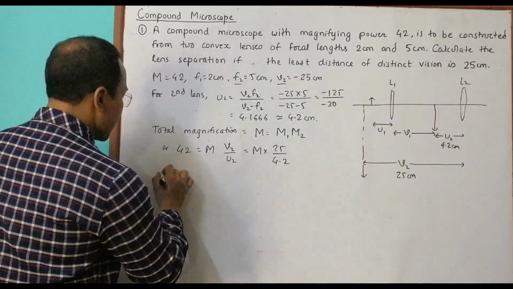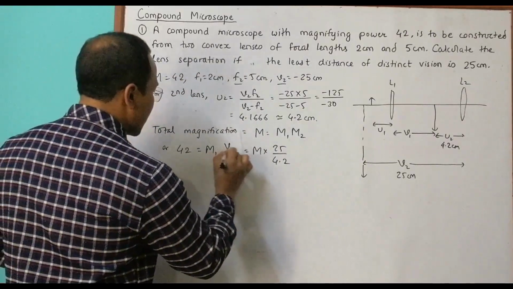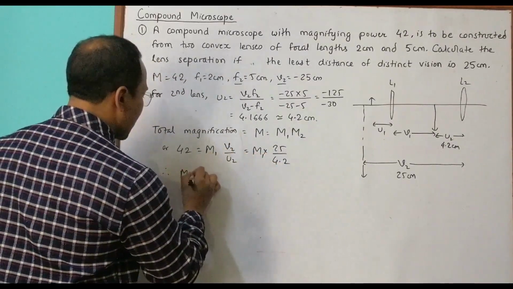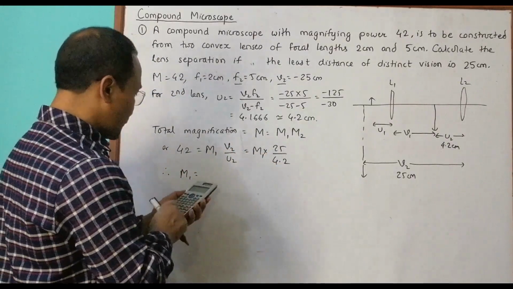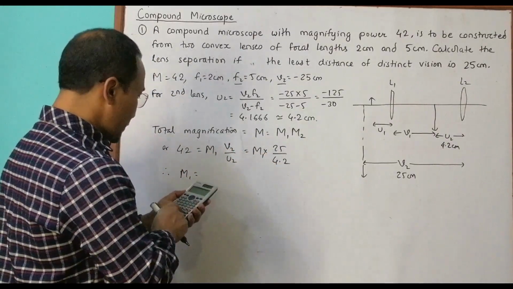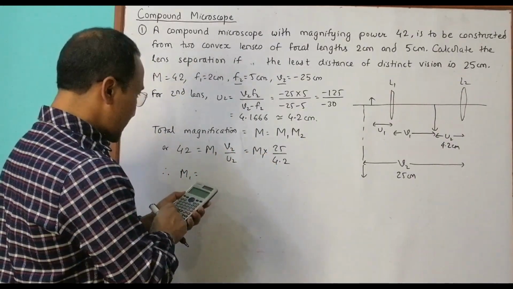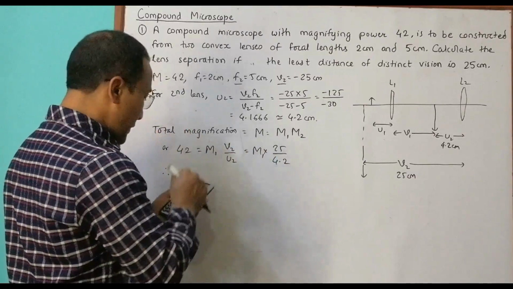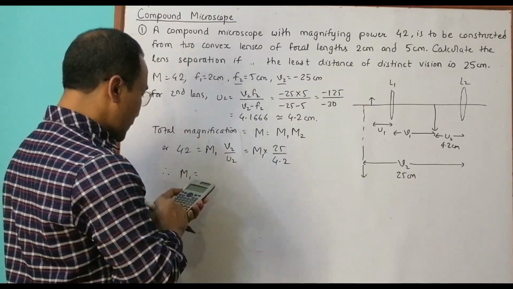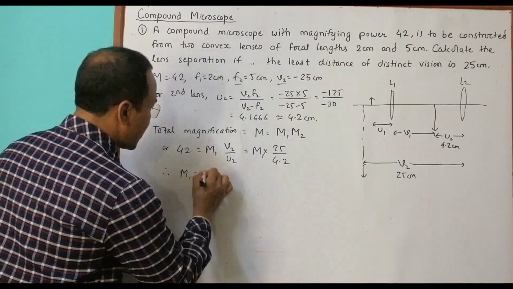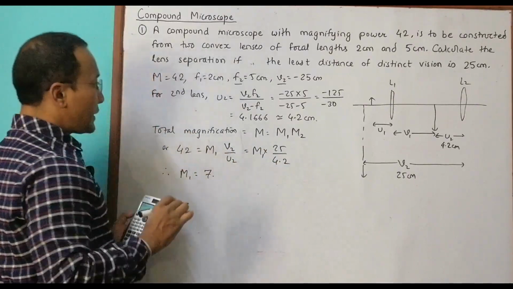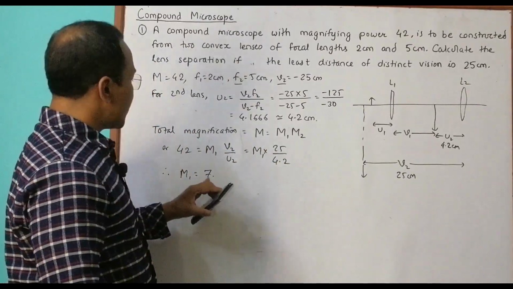Therefore m1 is equal to 42 divided by, taking 4.166 divided by 25, which is equal to 6.99. So it is equal to 7. The magnification of the first lens is equal to 7.